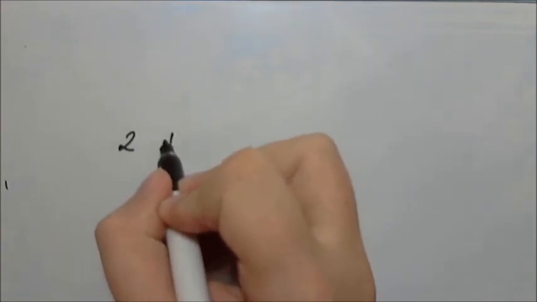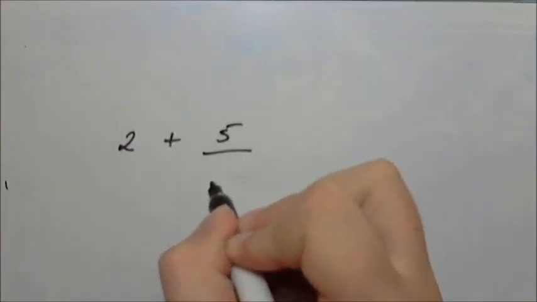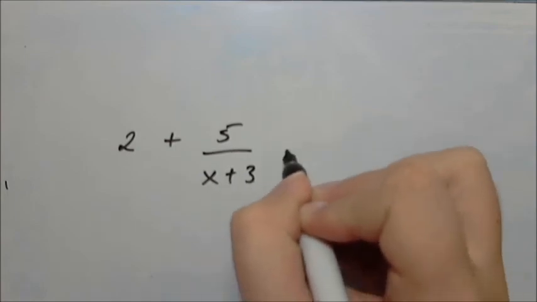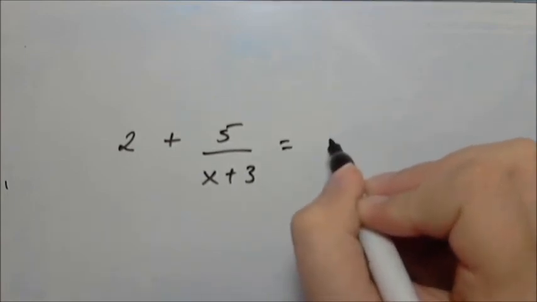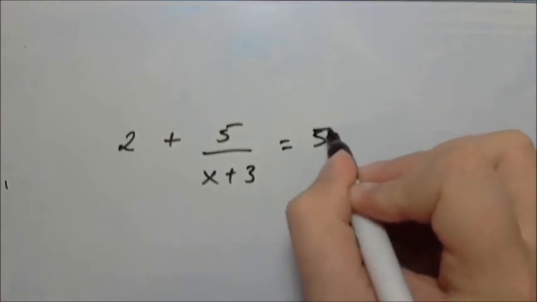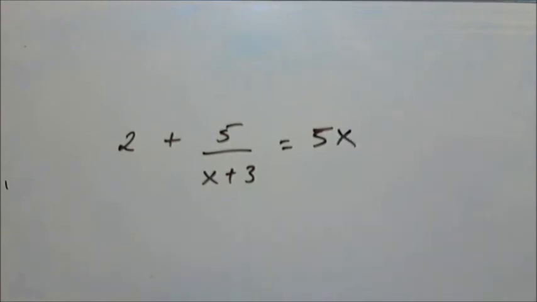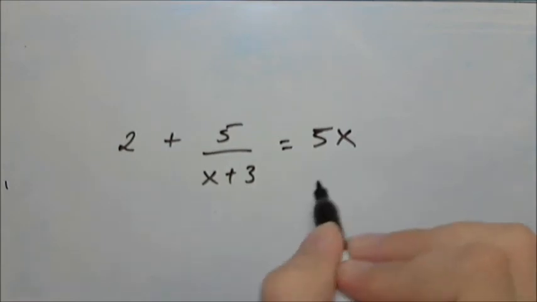Okay, so we want to show that this always works. So let's get something more advanced than just letters or just numbers. Let's combine. So let's say we've got 2 plus 5 divided by x plus 3 equals 5x. Okay, so we've got that fraction there. We've got an equal sign. That means we probably can do this. So what is this really?